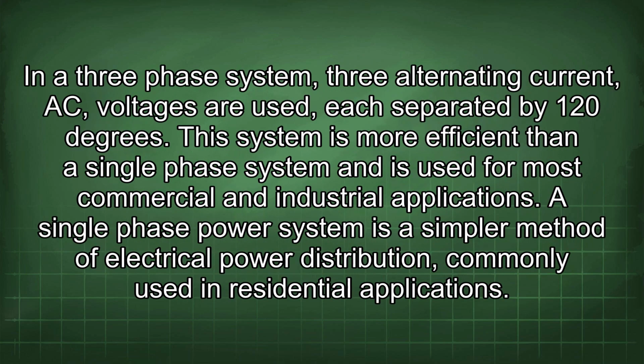In a three-phase system, three alternating current (AC) voltages are used, each separated by 120 degrees. This system is more efficient than a single-phase system and is used for most commercial and industrial applications.